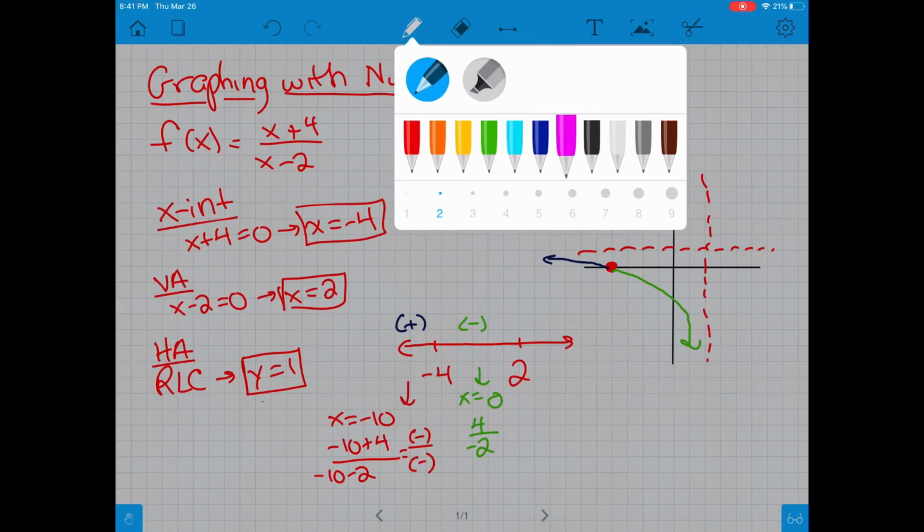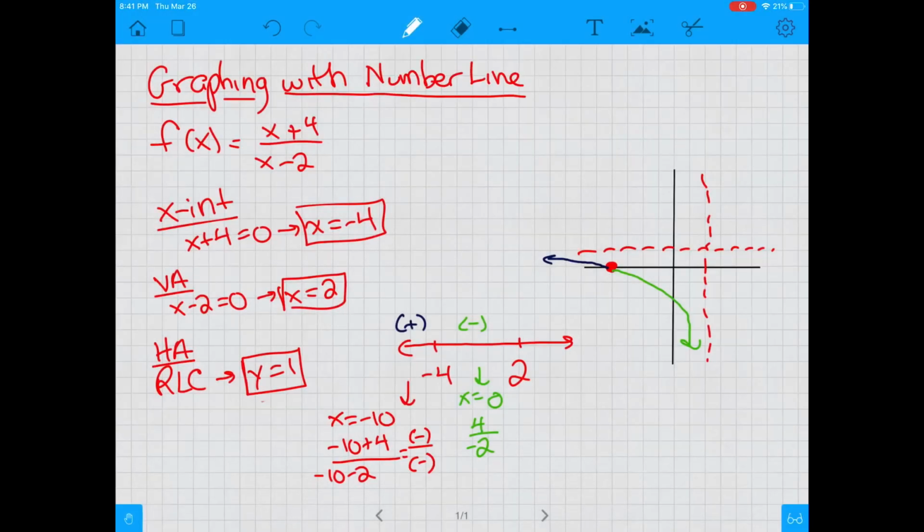And for above the +2, I'll use pink. If I pick any number, it doesn't really matter. So let's say I picked +10. Well, I end up with 10 plus 4 over 10 minus 2. That's a positive over a positive, which means that part is positive. So up here the entire time, it's got to live above the horizontal asymptote, because y is always going to be positive on that interval.